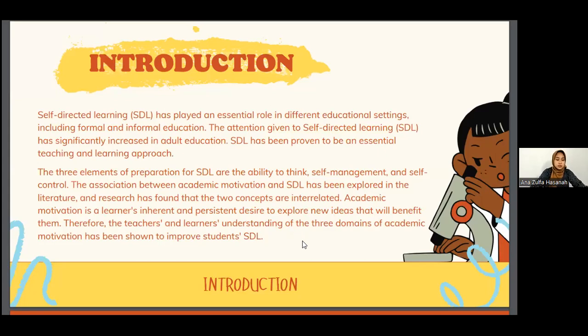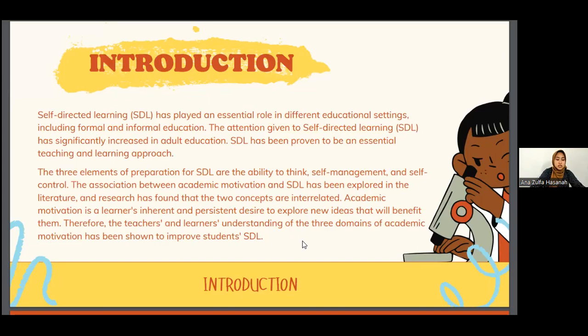So self-directed learning, or SDL, has played an essential role in different educational settings, including formal and informal education. The attention given to self-directed learning has significantly increased in adult education. SDL has been proven to be an essential teaching and learning approach. And the three elements of a professional for SDL are the ability to think, self-management, and self-control.